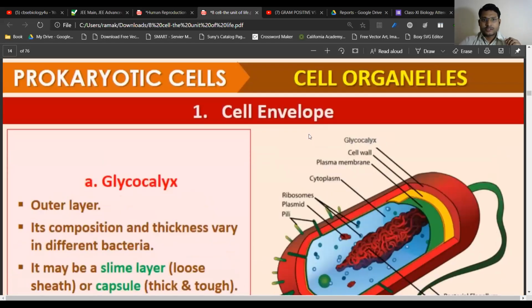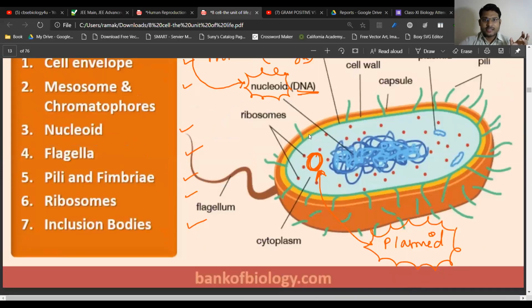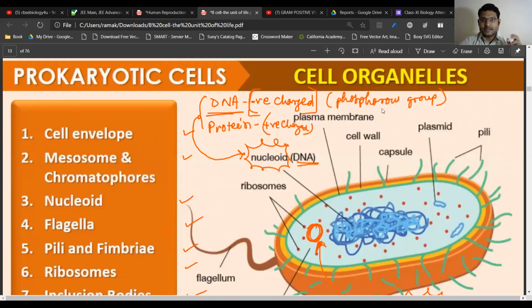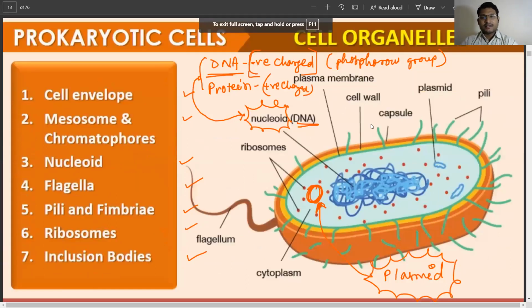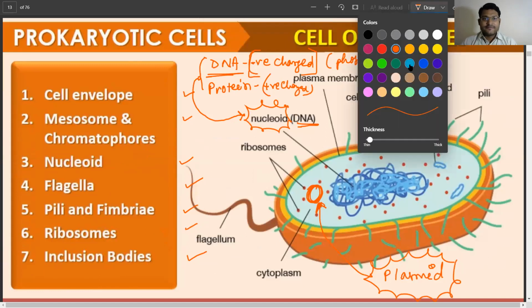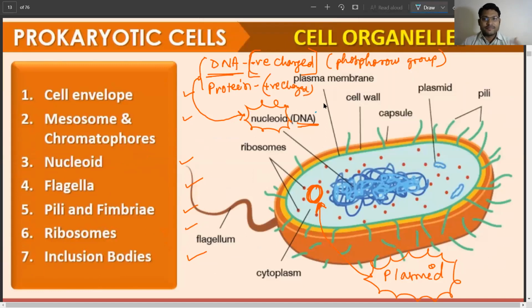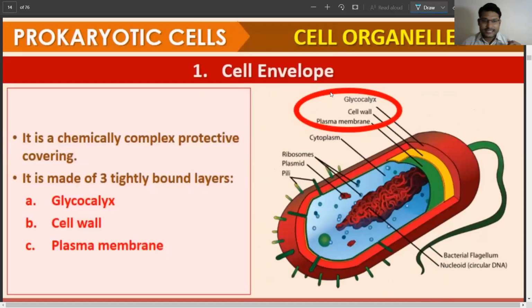Okay. So yesterday we just started with the basic differences between the prokaryotic cells and the eukaryotic cells, and I hope you remember this, where we talked about the different structures that are part of the prokaryotic cells. For example, the cell envelope, mesosomes, chromatophores, nucleoid, flagella, pili, fimbriae, but we had not talked about them in detail. So today we are going to do that exactly.